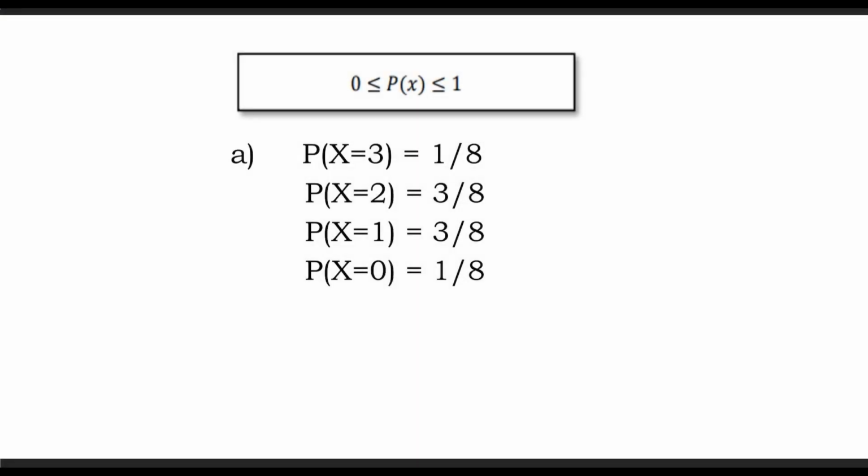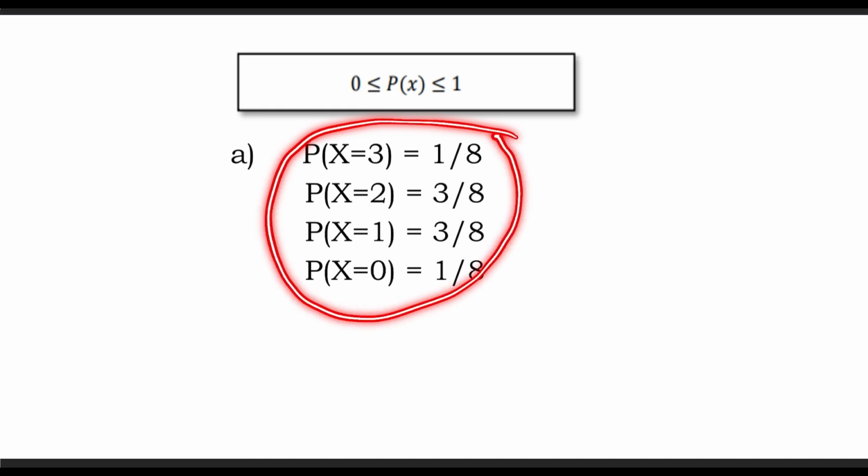By inspection, the probability of the random variable x equal to 3 is 1/8, and 1/8 is between 0 and 1, which is correct. Likewise, for 3/8, that is also between 0 and 1. Another 3/8, whose probability of the random variable is equal to 1, is also between 0 and 1. And also 1/8, whose probability of x equal to 0 is also between 0 and 1. Therefore, property 1 satisfies this data.